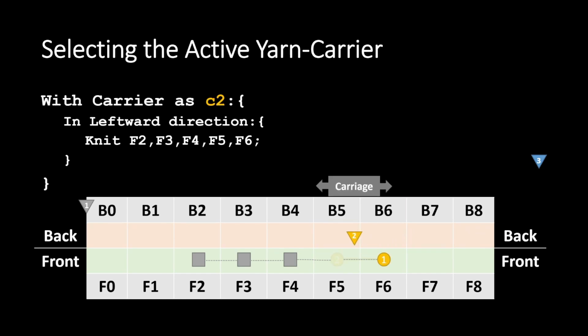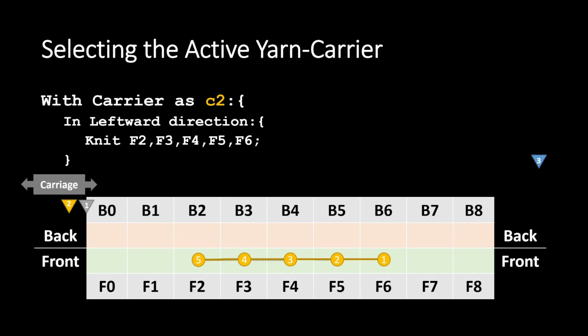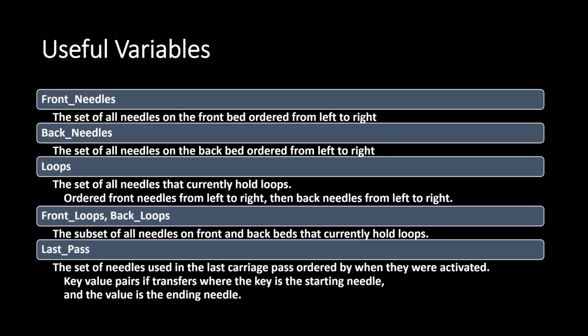And in order to do that, we set the carrier as carrier 2, and then in this case, knit between F2 and F6. Like carrier, there are a bunch of useful variables in the KnitScript language that will always keep track of the machine state for you. So for example, for keeping track of needles, you can say front needles or back needles. These will give you the set of needles on the front and back bed ordered from left to right. But you can also say loops, which is the set of all needles that are currently holding loops. This is ordered with the front needles that hold loops left to right, and then the back needles from left to right. You can also specify front loops and back loops if you just want the subset on either bed.